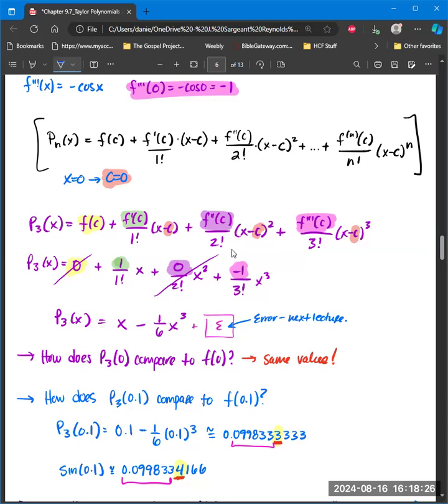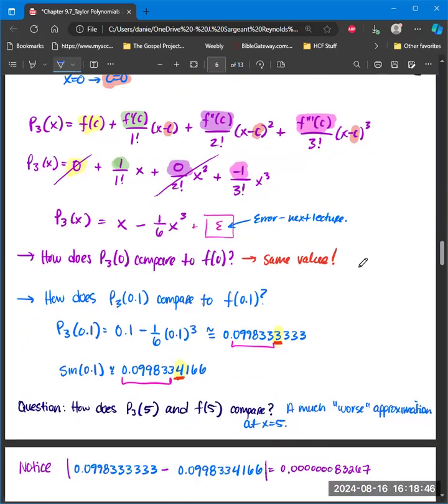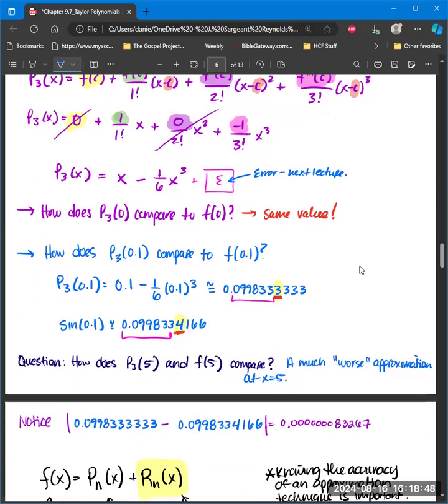So we're going to have x minus 1/6 here. 3 factorial is 6, x cubed, and then we're going to have plus some epsilon, a little bit of error here because this is an approximation. So next time we'll talk about how to find this margin of error, this epsilon.